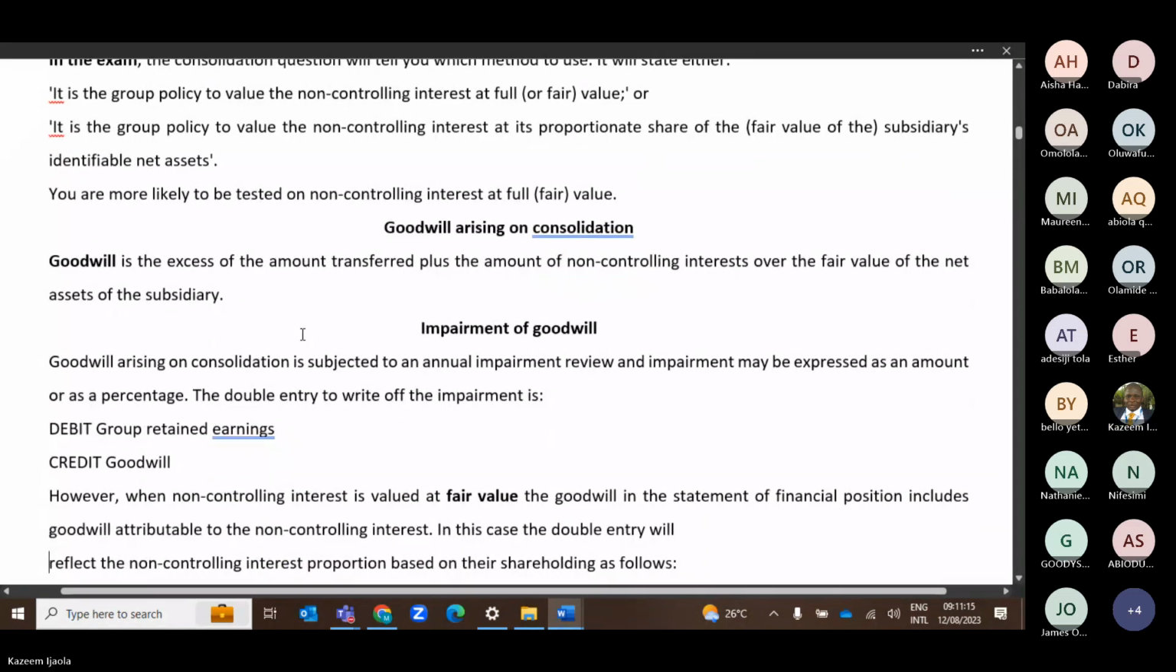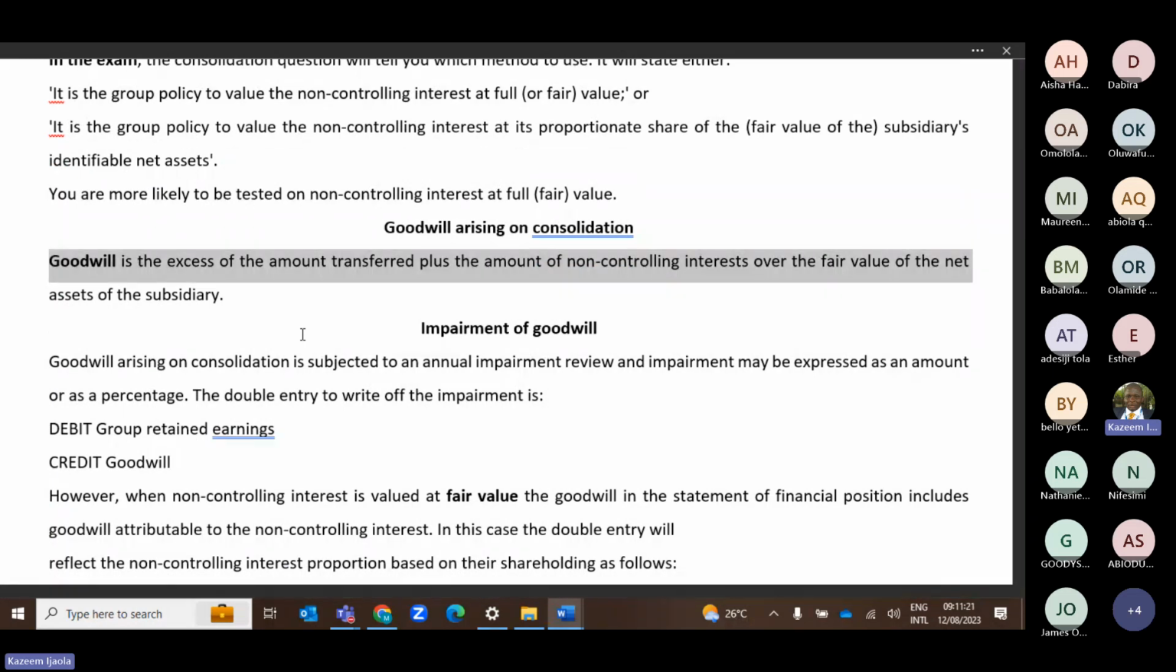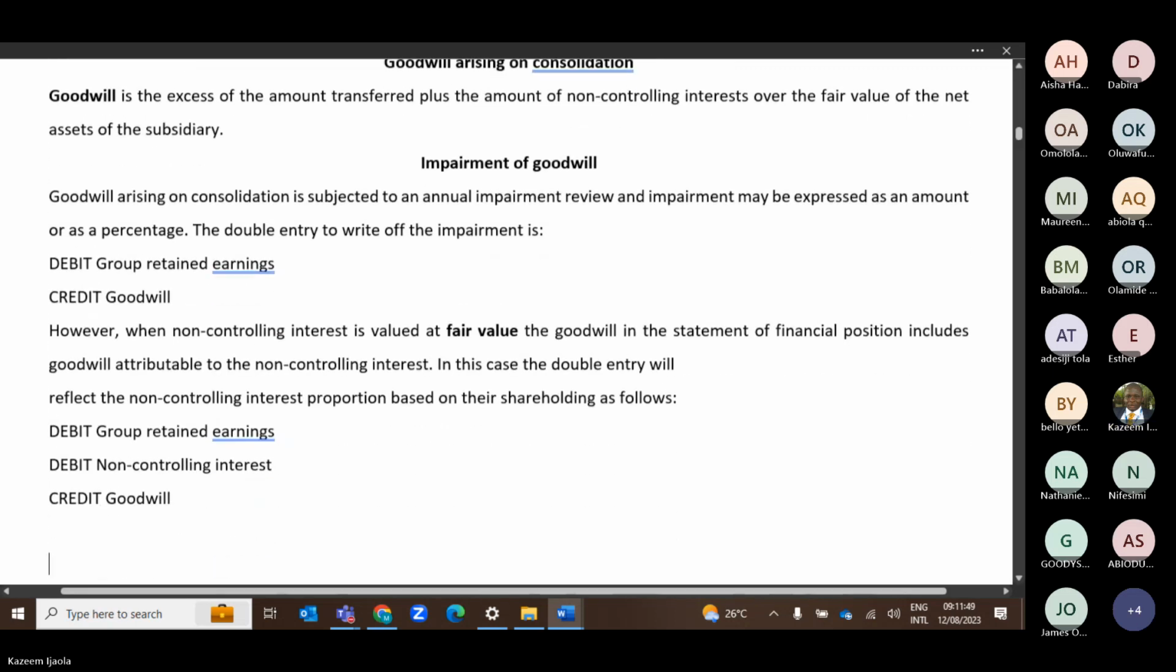Goodwill. What is goodwill? Goodwill is the excess of the purchase consideration over the net asset acquired. If your purchase consideration is 100 and the net asset you acquired from the subsidiary is about 90, the excess of 10 is your goodwill, and you must account for it. According to IFRS 3, the goodwill on acquisition must be capitalized and subject to annual impairment.